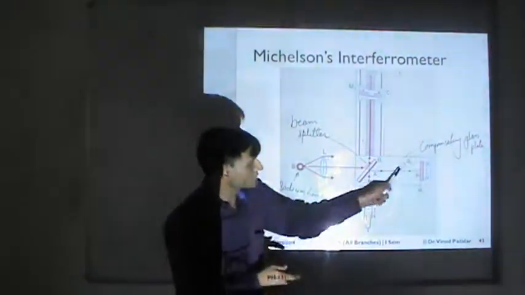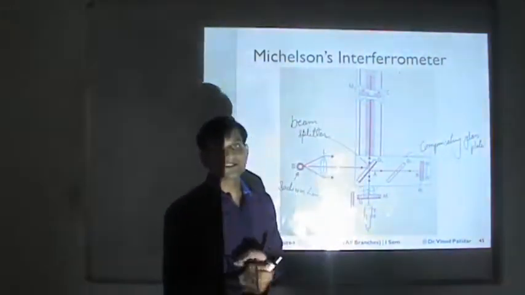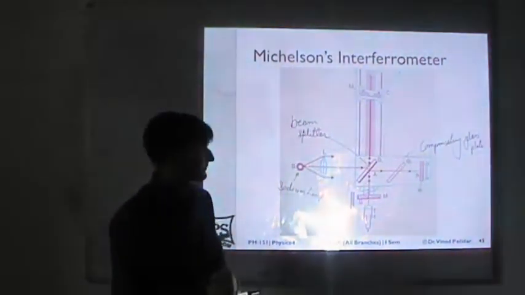Now look at that, what is the role of this G2 plate basically? G2 is known as a compensating plate. Now suppose this G2 plate is not there in the apparatus, then what happens?